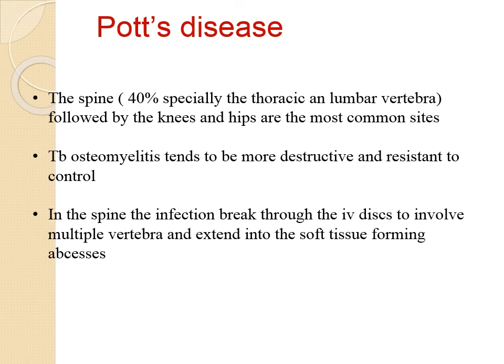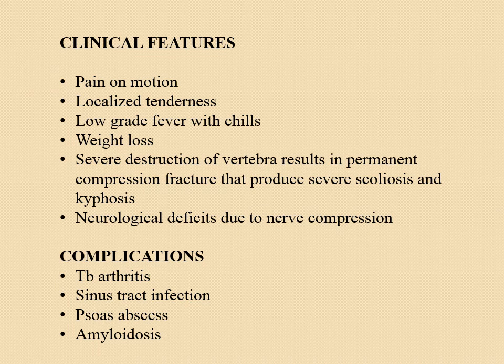Now coming to the clinical features: pain on motion, localized tenderness, low-grade fever with chills, weight loss, severe destruction of vertebra resulting in permanent compression fracture that produces severe scoliosis and kyphosis, and neurological deficits due to nerve compression. Complications are TB arthritis and sinus tract infection, like any tuberculosis at any other sites.